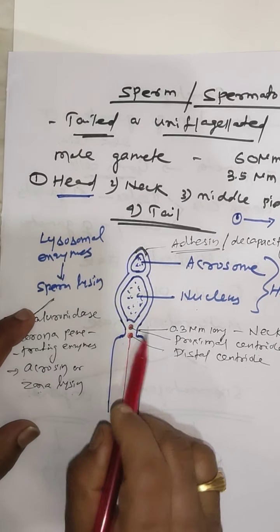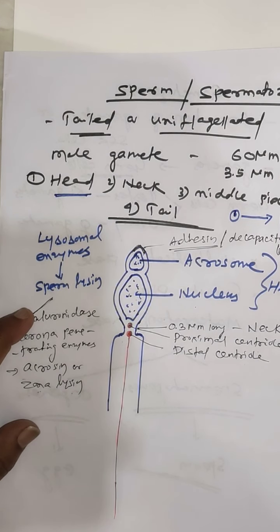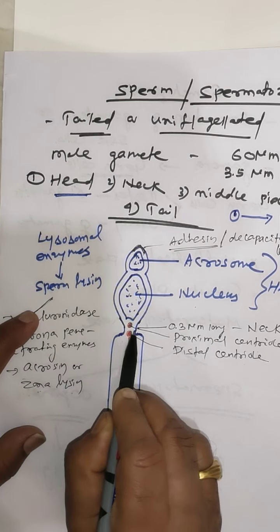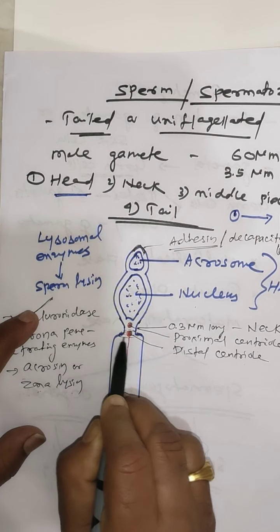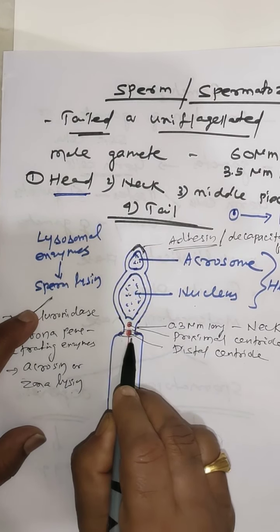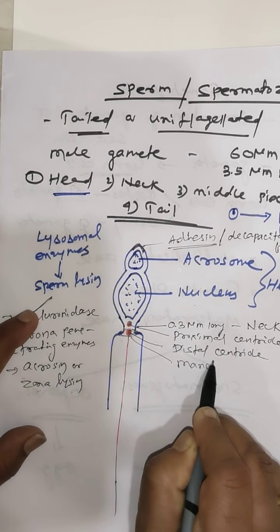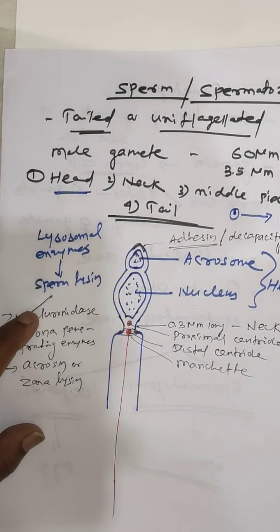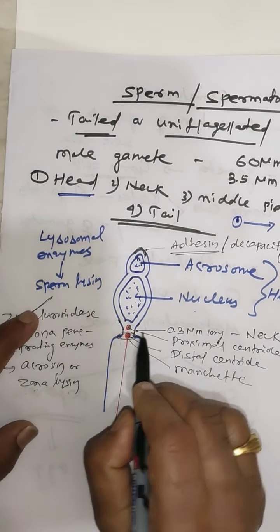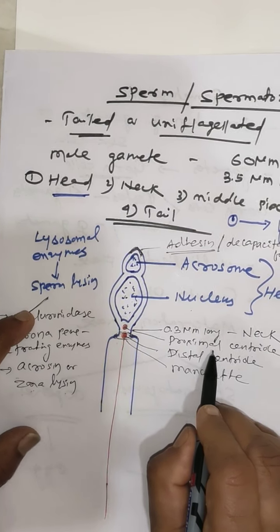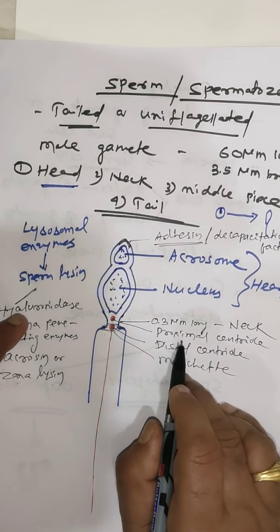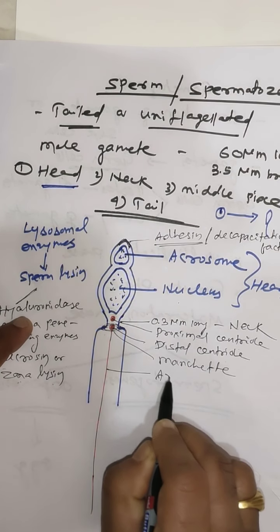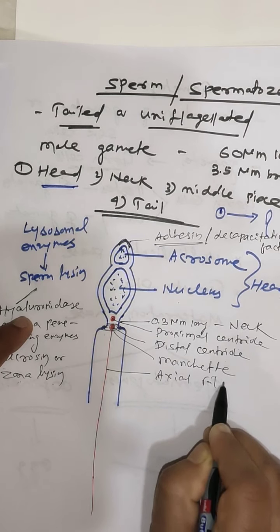A temporary band called manchette is found around the neck of the sperm. The proximal centriole enters into the ovum during fertilization, whereas the distal centriole forms the axial filament.